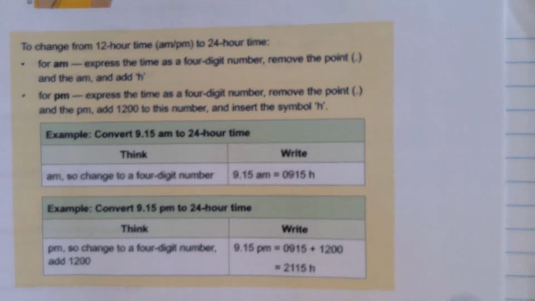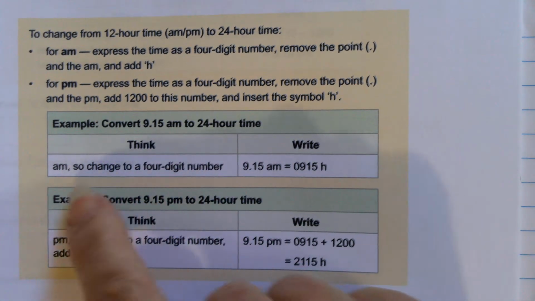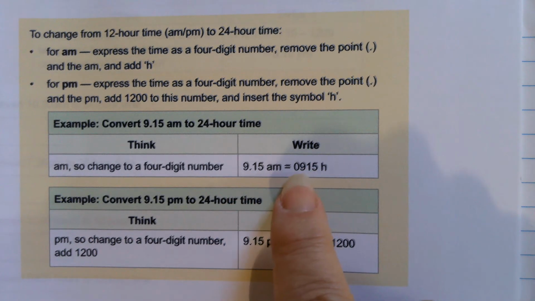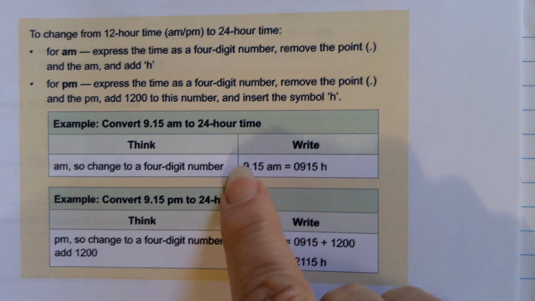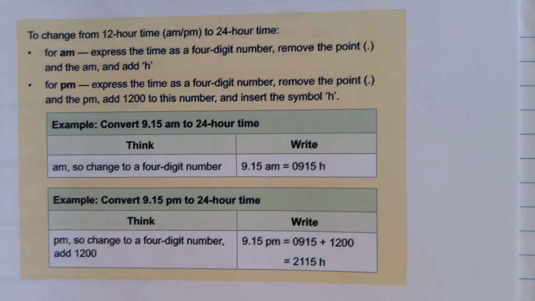Now here's a to-do one. We need this example, so copy down the working here. So AM, we don't need to change the hour for AM. We just need to write it as a 4-digit number with an H at the end. AM, morning, hours, 4 digits. Copy that down. Now PM, this example, you will need to add 12 because it's in the afternoon. You now need to express it as a 4-digit number with an H. So copy down those 2 examples, please.